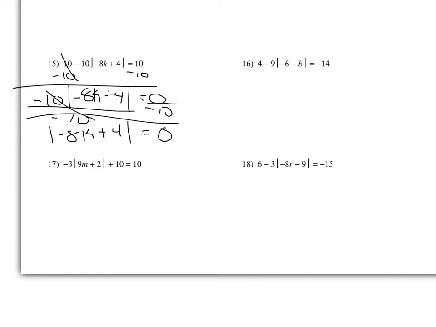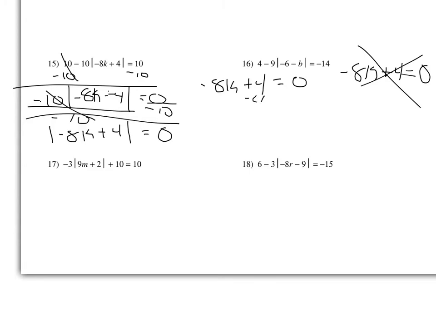Now that the absolute value is by itself, I separate it into two problems. One that looks exactly the same. So -8k plus 4 equals 0. And the other one I would make would be, you keep the absolute value the same. And what I said before was you negate the other side. But when you negate 0, you just get 0. So in this case, when your absolute value equals 0, you only have one equation that you have to solve for.